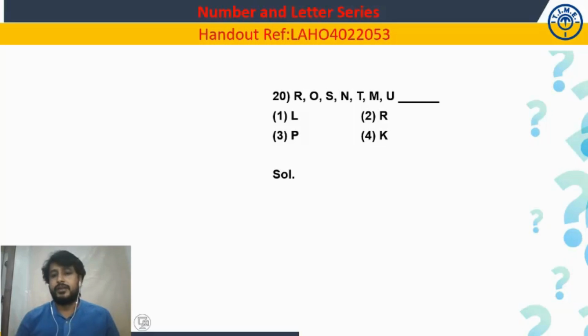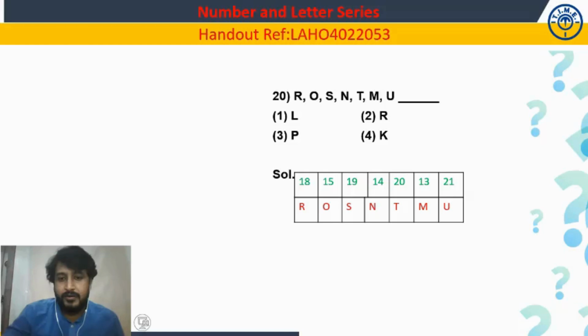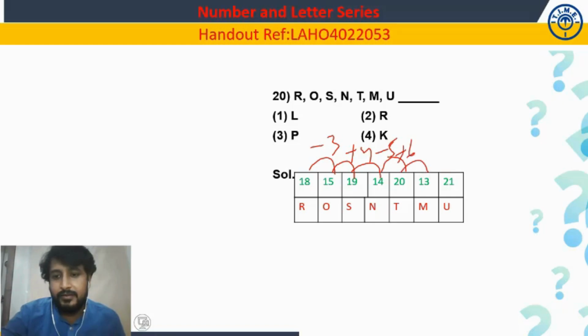Now, look at question number 20. R O S N T M U. Single letter questions. Here the single letters are given. Now, write down the place values. Place values of the English alphabet is very important, that we discussed in the last class. Place value of R 18, O 15, S 19, N 14, T 20, M 13, U 21. Now identify the logic. 18 15 minus 3, 15 19 plus 4, 19 14 minus 5, 14 20 plus 6, 20 13 minus 7, 13 21 plus 8.